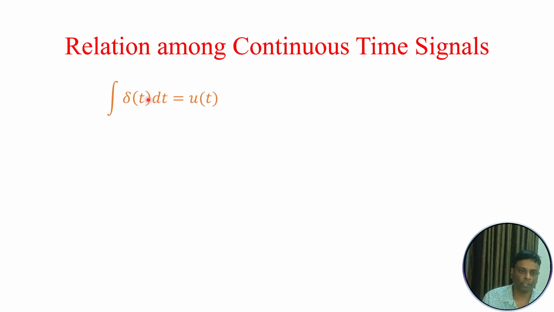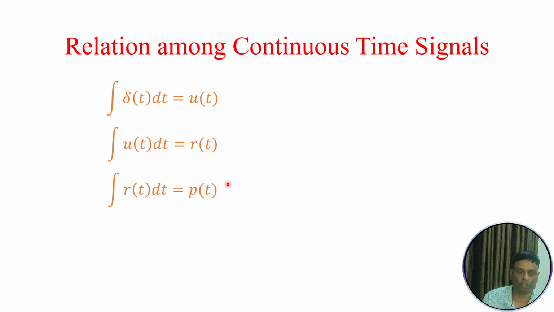So you can see the integration of delta of t. What is delta of t? Delta of t is a unit impulse signal. So if we integrate this, it will be a unit step signal. Similarly, integration of this unit step signal will be the unit ramp signal. Then integration of the unit ramp signal will be the parabolic signal. So you can check this out.